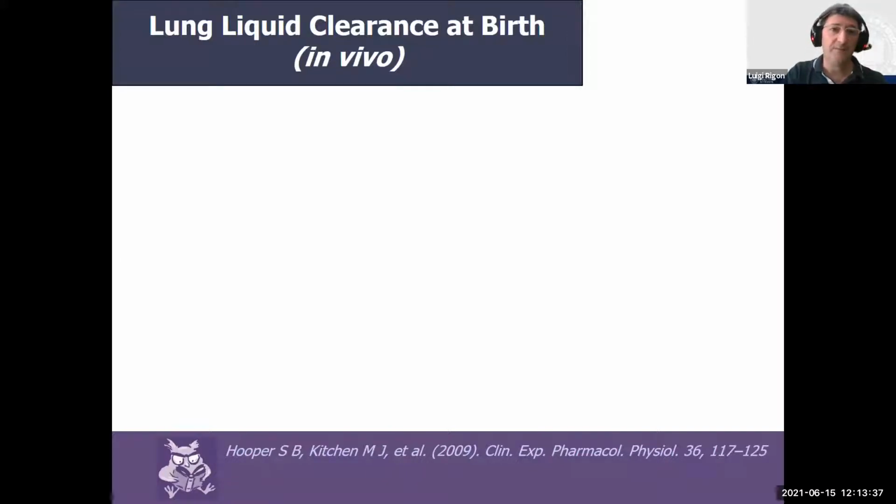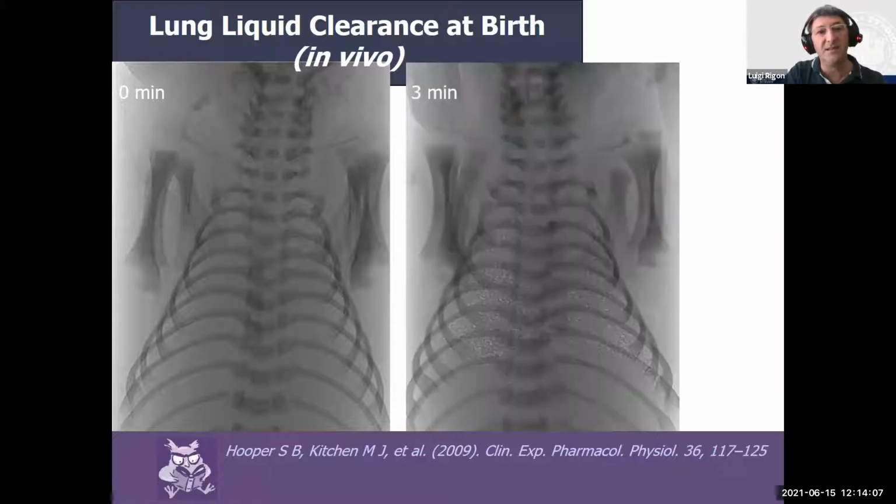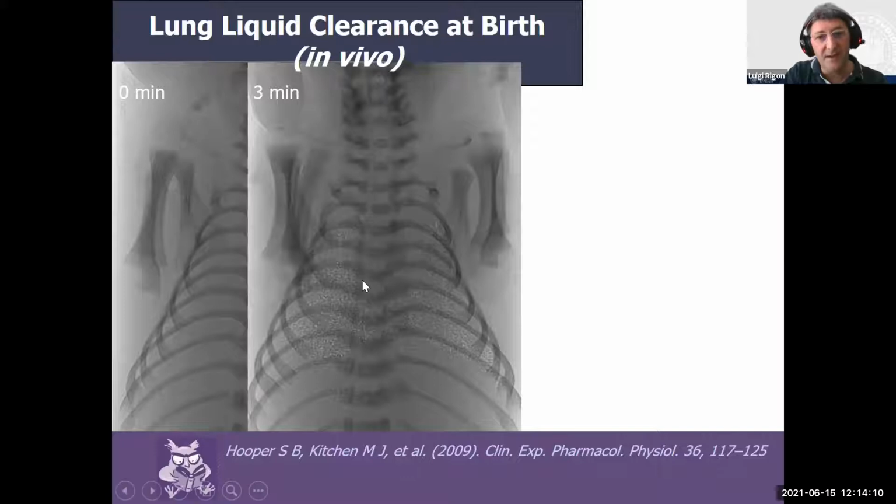So they took a newborn rabbit pup, and this is the radiography of the pup just before it takes its very first breath. This is 0 minutes, which means the pup has not breathed air yet. Its lungs are still full of liquid, and actually they don't give any signal. You can barely see them here. While if you wait, for instance, 3 minutes, you see now that there are a lot of details, and these are the lungs that have been filled with air.